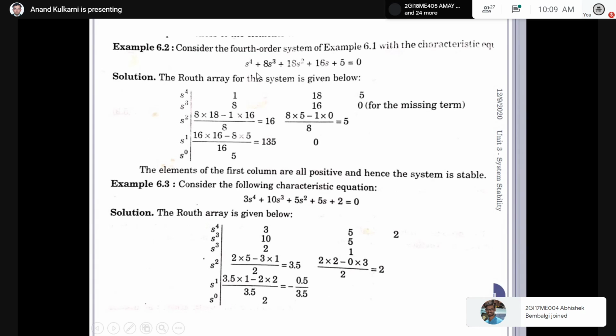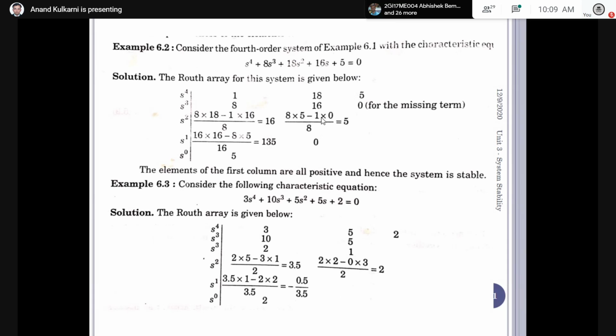Here you can see, I repeat once again, this is the polynomial given to you. This is the denominator of the closed loop transfer function, that is s4 plus 8s cube plus 18s square plus 16s plus 5 is equal to 0. First, you have to see whether all the terms are present or not. Highest power of s, 4 is there, 3 is there, 2 is there, 1 is there, 0 is there. And whether all the signs between them are positive or not, that you have to see. All are positive, then you can proceed to the Routh's array.